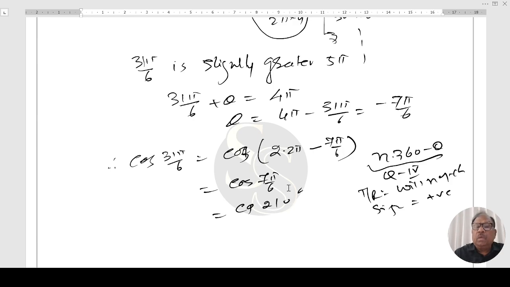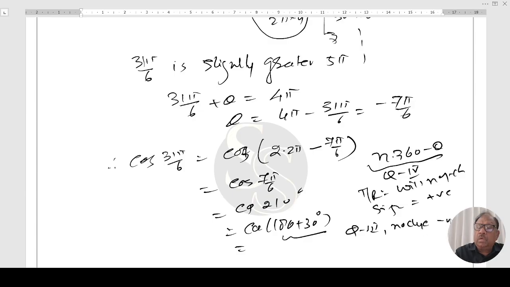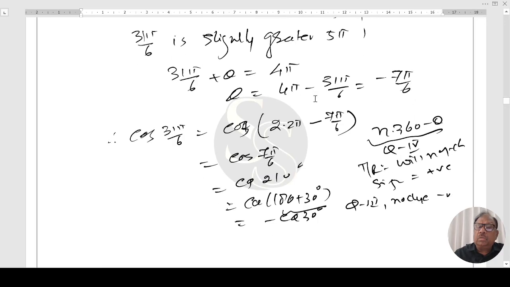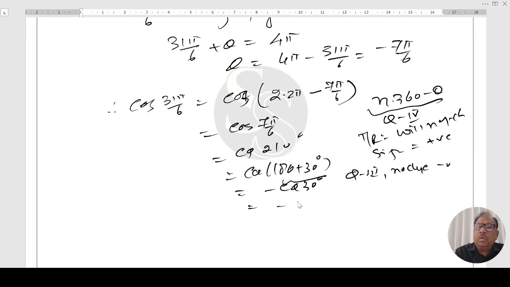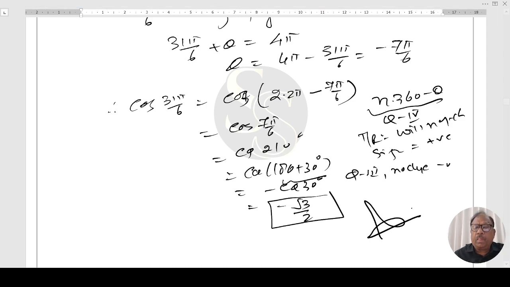210 degree. This comes out to be cos of 180 plus 30. That is again quadrant third. No change. Sign negative, minus cos 30 degree. This comes out to be minus root 3 by 2. This is the answer. Right? Next question.